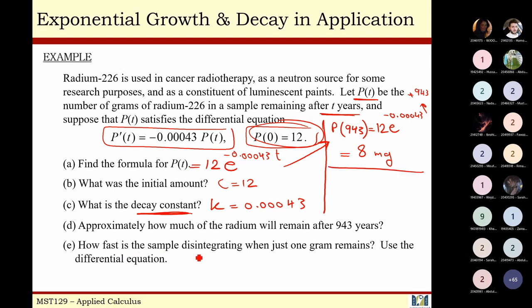طيب, how fast is the sample disintegrating when just 1 milligram is remaining? لما نحكي المعدل، الريت عادة أو how fast أو how rate، هذا بتحدث عن B prime مباشرة. B prime. Okay, so B prime of t equals minus 0.00043 في B of t. This is the rate.